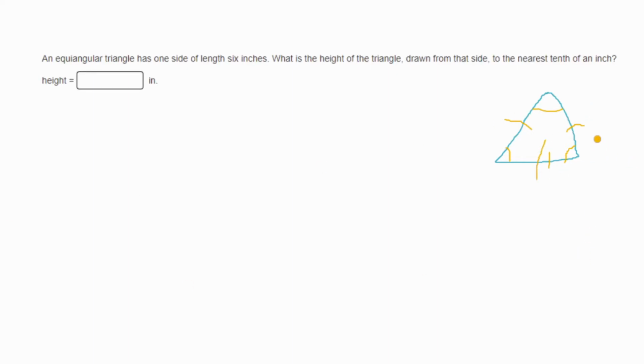And all the hash marks are the same. An equiangular triangle has one side length of 6 inches. So if we know this side is 6 inches, then this side is 6 inches, and so is this one. What is the height of the triangle drawn on a scale, to the tenth of an inch?